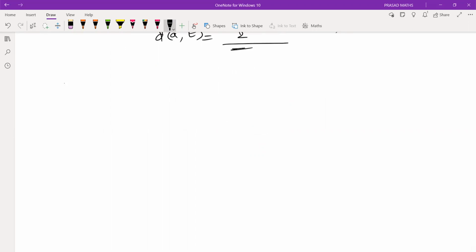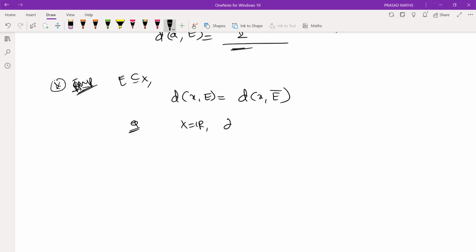So some more properties. These properties are very important. You take any metric space, any subset E of the metric space, distance between x and E is nothing but distance between x and the closure of the set. For example, with respect to the usual metric, suppose you take the open interval (0,1). What is the closure of the set? The closed interval [0,1].